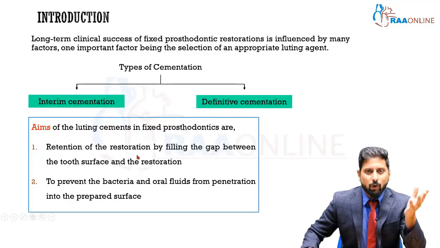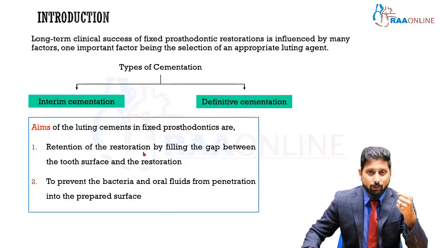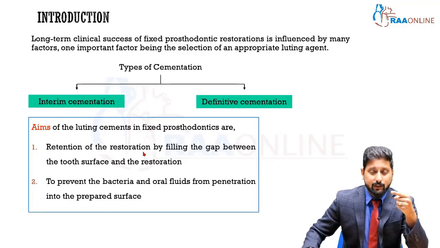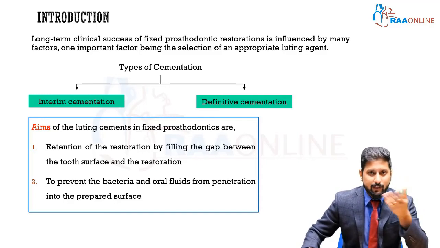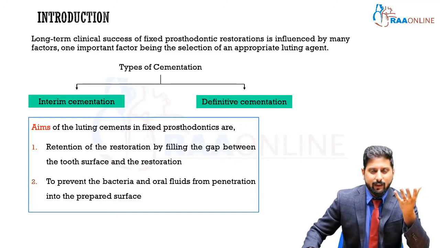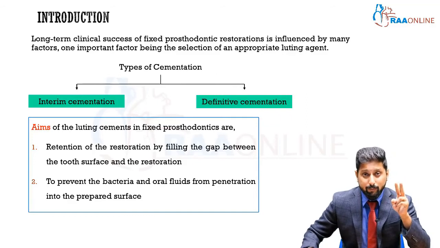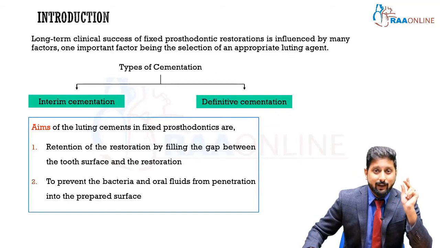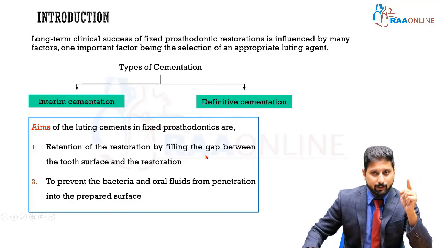Obviously we want the luting agent to be able to retain the restoration on the tooth. Of course, the luting agent cannot do this on its own. You have to do a correct preparation with proper retention and resistance form. Only then will the luting agent be able to fulfill its aim. If your preparation is not correct, even if you use the best luting agent having excellent retentive properties, it will still dislodge. So it's a combination of principles of tooth preparation being properly followed, as well as the requirement of your luting agent. So retention by filling the gap between the tooth surface and restoration, which I'll be explaining in the coming slides.